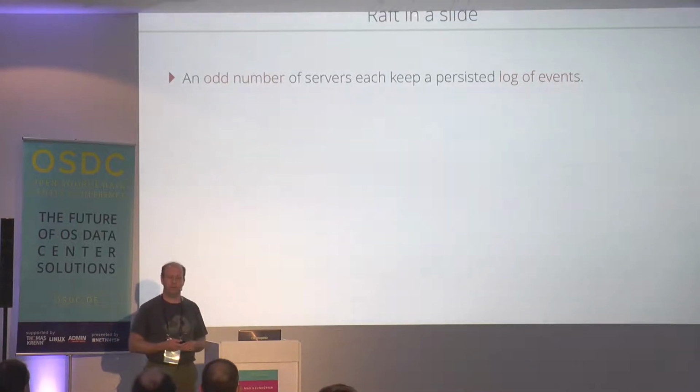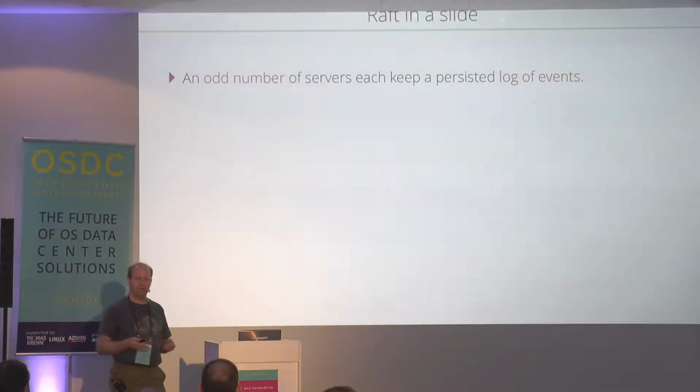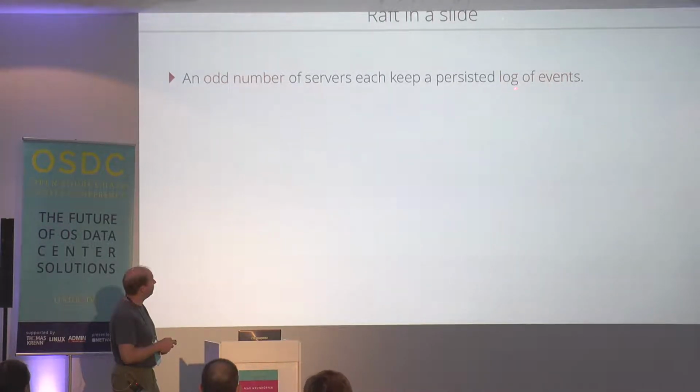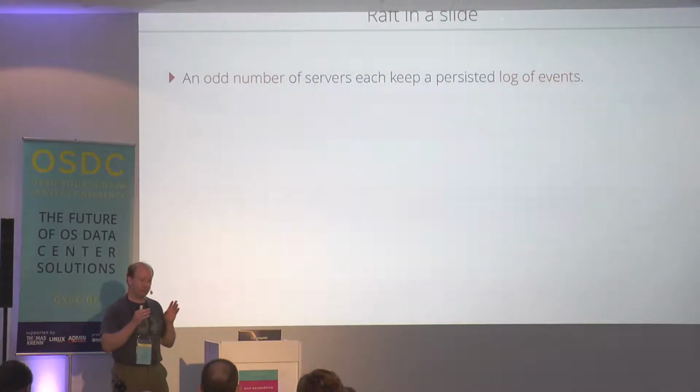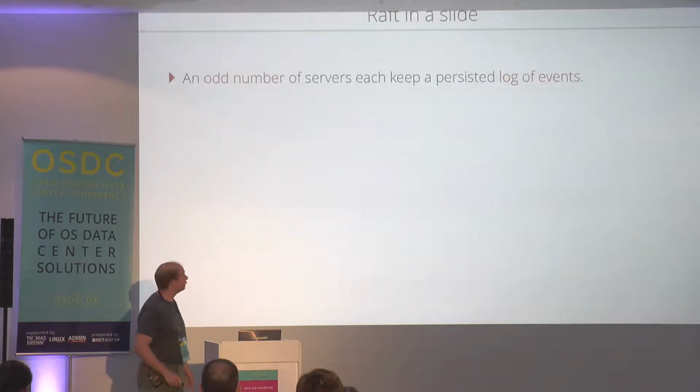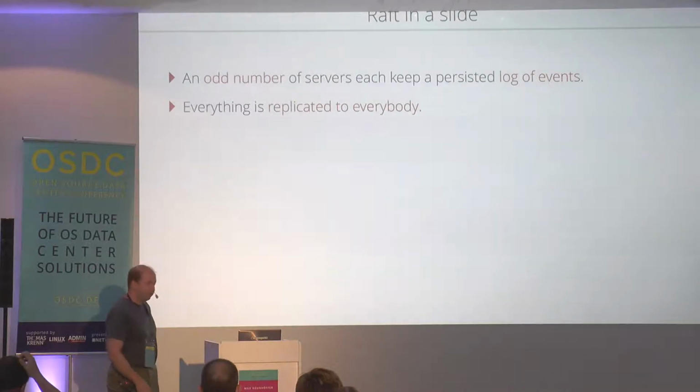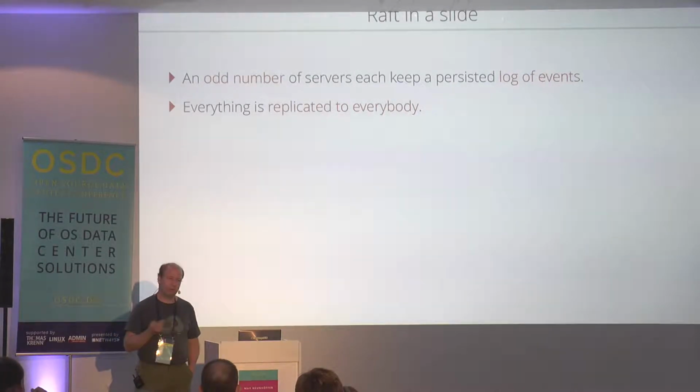So let's think 3. You take 3 servers, you want them to agree on something. And to keep things simple, what they want to agree on is just a log of events. It's an append-only data structure. You just want to agree on this log of events. That's all. Now, everything is replicated to everybody because we want to agree, we want to copy.